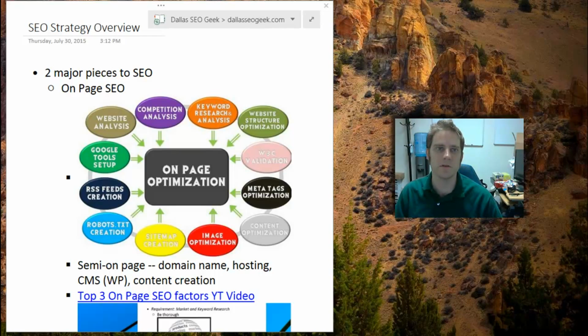This will not cover all strategies. It will just be a high-level overview of the different angles, the different ways to approach SEO, and the different pieces you need to the puzzle to have a relatively complete and whole strategy for your search engine optimization. Now, there's two major pieces to SEO, or two major buckets that you can put all parts of SEO into: on-page and off-page. And we're going to start with on-page.